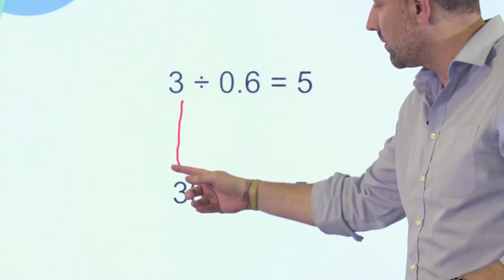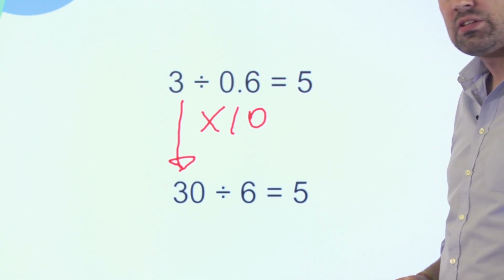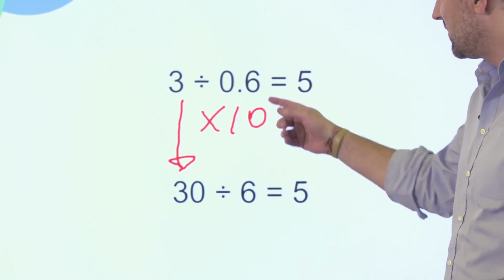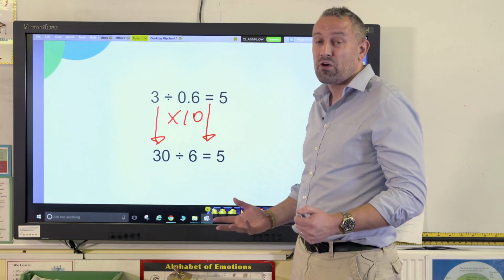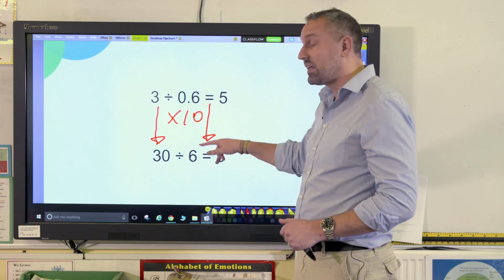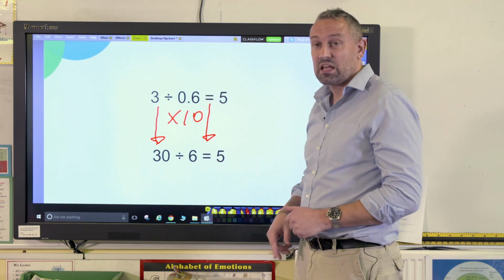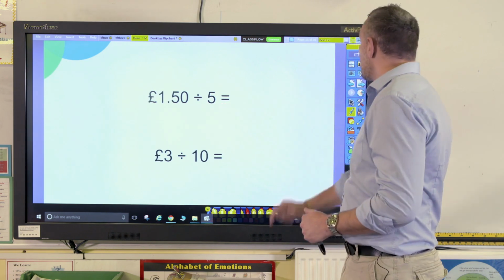So here, we multiply 3 by 10 to get 30, and we multiply 0.6 by 10 to get 6. 30 divided by 6 is a much friendlier equation, and the children will be able to solve that one straight away. And they can see that by using the constant ratio and the same scale factor, they get the same answer of 5.